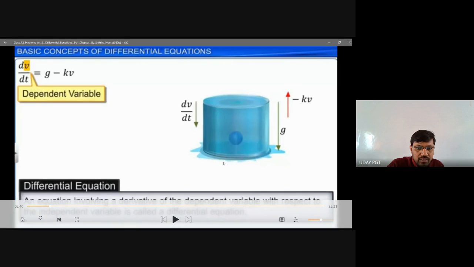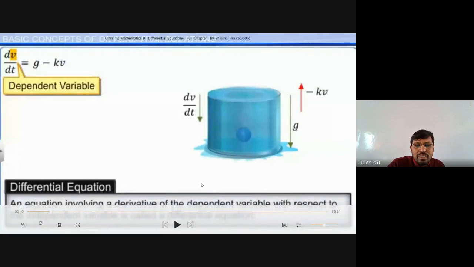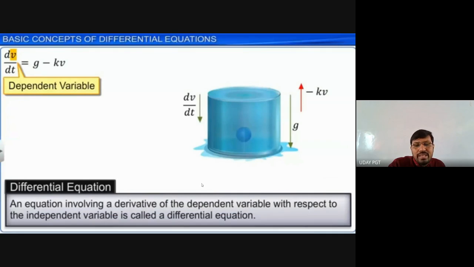Differential equations. Normally, a differential equation is an equation involving the derivative of the dependent variable with respect to the independent variable. Here, dv by dt: whenever you are dropping a solid into a water tank, it is moving due to the gravitational force. The change of the speed, that is the velocity, will be denoted by dv by dt.